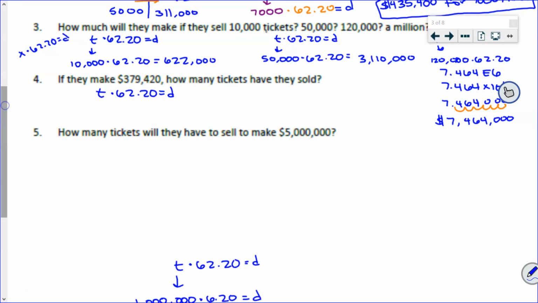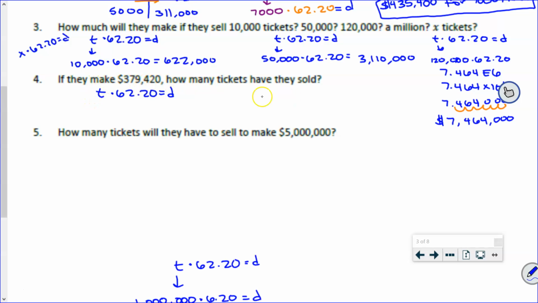Notice what's different about question 3 and question 4. Here we're asking how much money are they making if we sell these number of tickets? But now the question changes to, if they make this much money, how many tickets have they sold? How does our strategy need to change? Talk with your groups. How does our strategy need to change from 3 to 4?